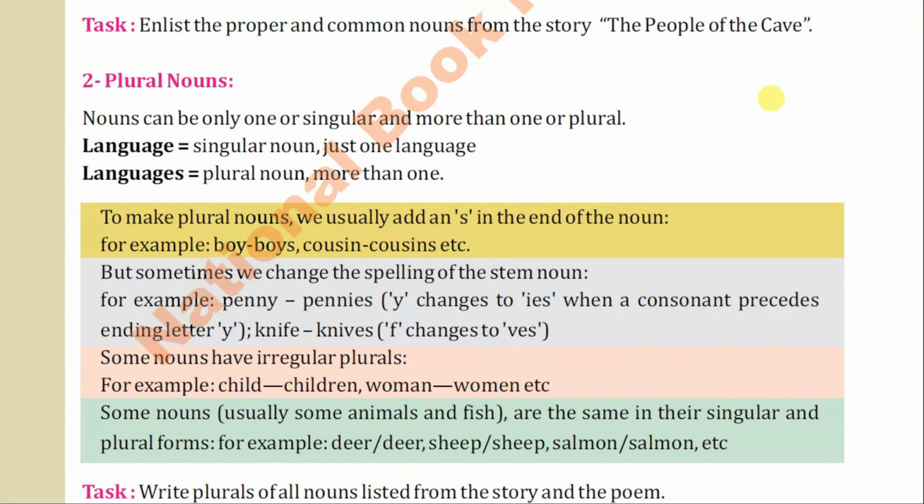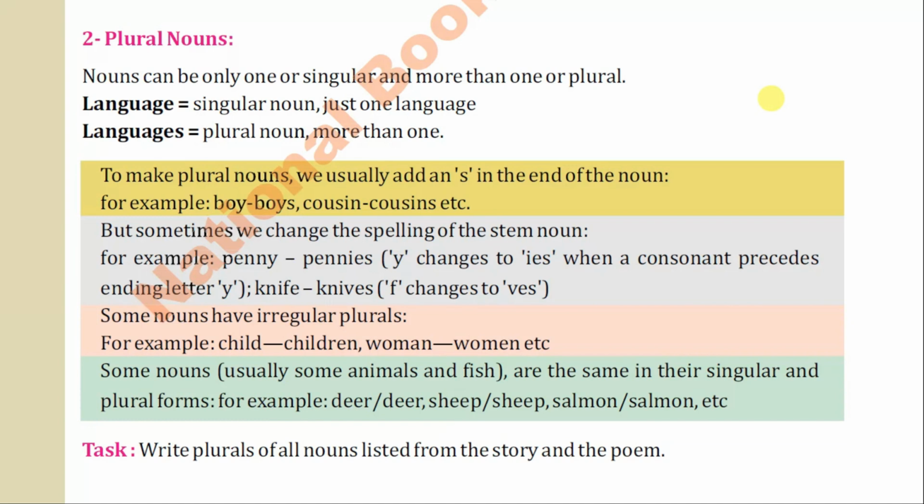Then we come to the very simple thing that you are reading, you are feeling from your 1 class or even before that. This is the plural nouns. Nouns can be only one or singular and more than one or plural. Language, singular noun, just one language. Languages, plural noun, more than one. To make plural nouns, we usually add an S in the end of the noun. This is the first rule. For example, boy, boys, cousin, cousins, etc.